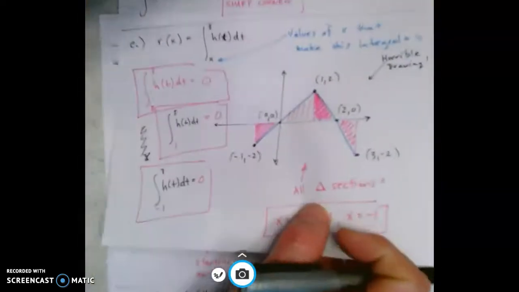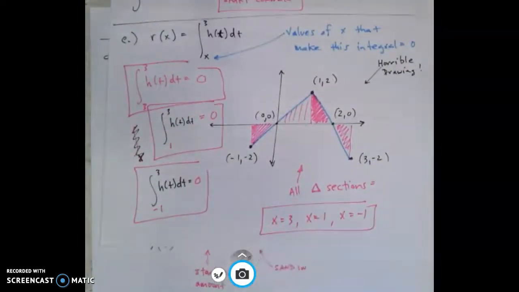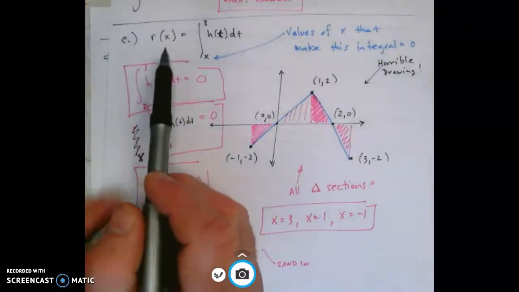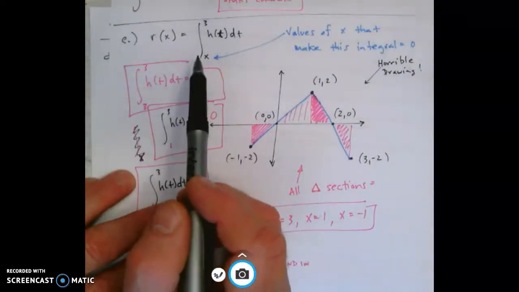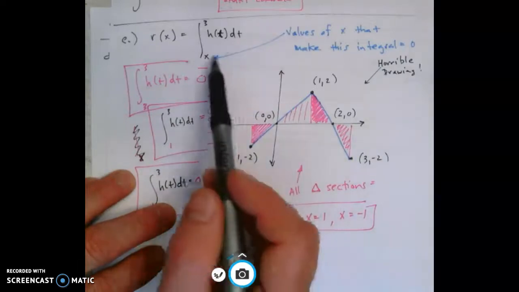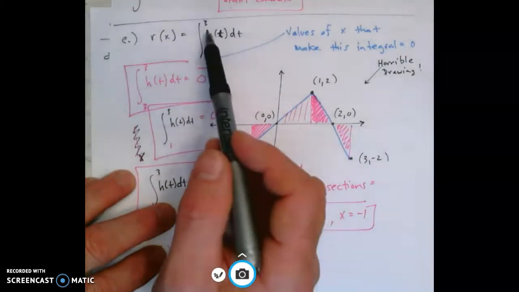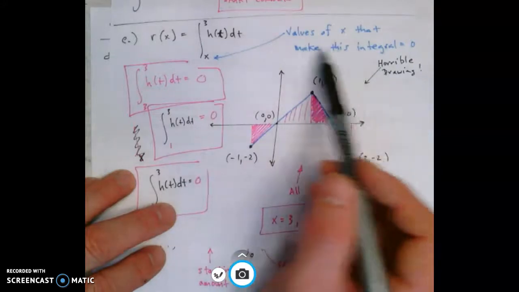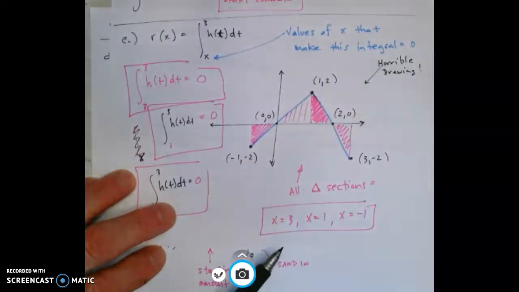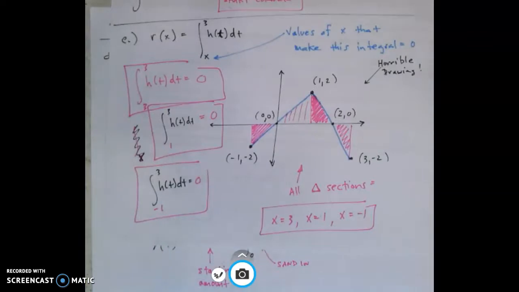And this is the last one. All right. So, in this one, they give us another integral. We're still dealing with the same graph. All right. This is a horrible depiction of that graph. But anyway, we're starting at x, and we're going to 3, and the question is the values of x that make this integral 0.